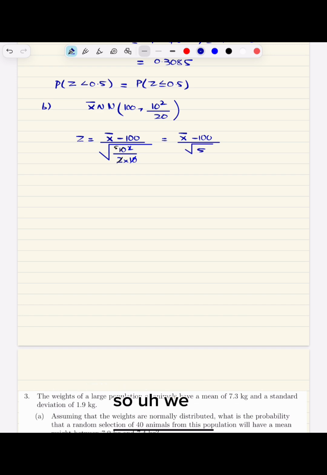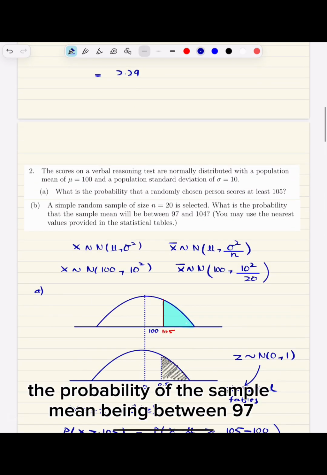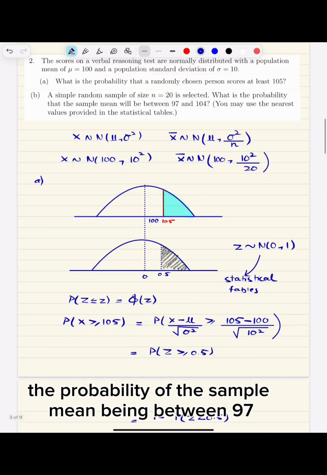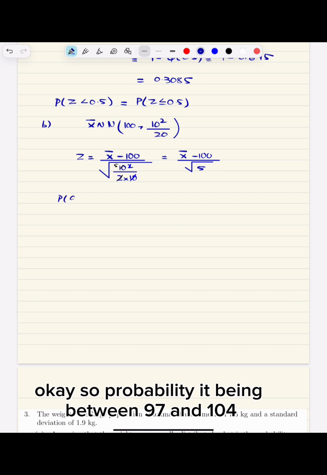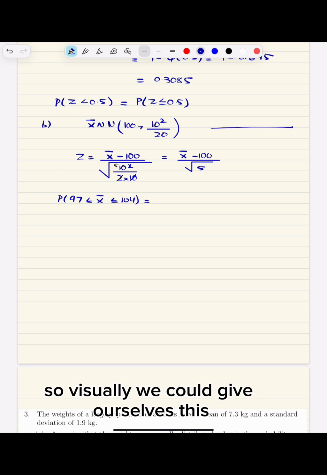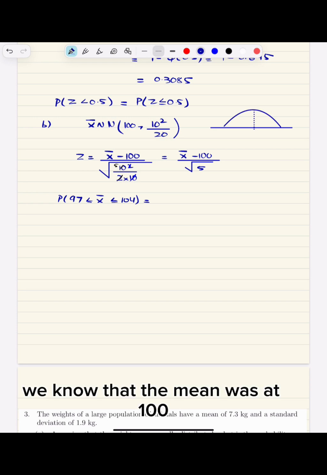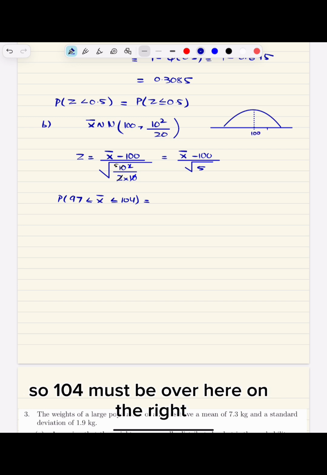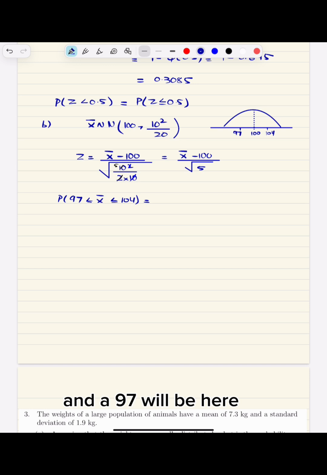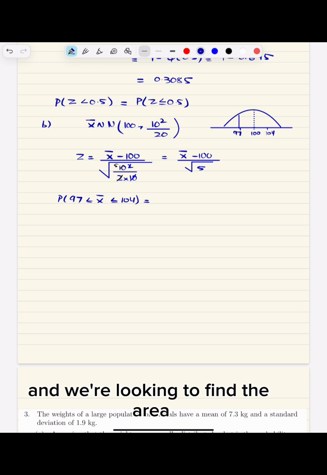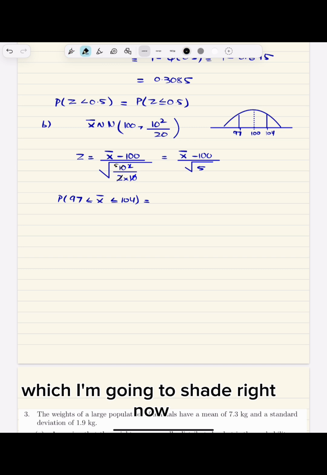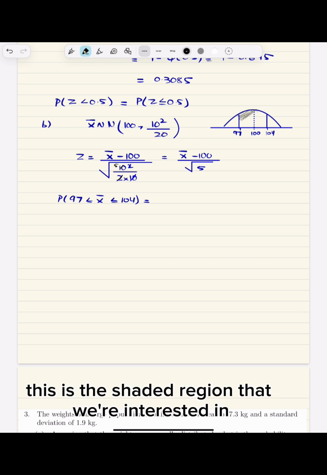We're interested in the probability of the sample mean being between 97 and 104. So visually we could give ourselves this diagram. We know that the mean was at 100, so 104 must be over here on the right, and 97 will be here, and we're looking to find the area, which I'm going to shade right now. This is the shaded region that we're interested in.